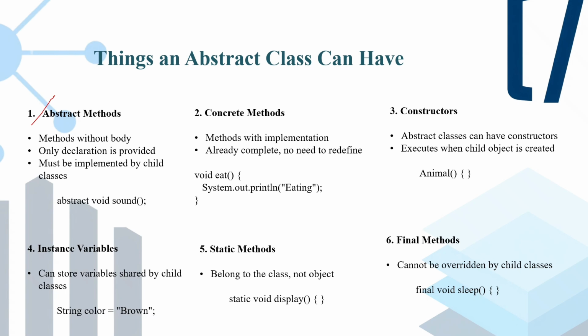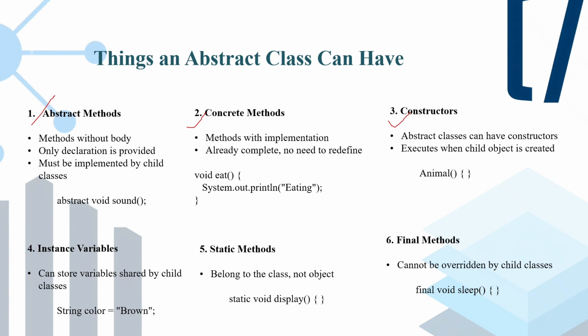And next, what are the things that an abstract class can have? First one is abstract methods. You already know that abstract methods are methods which do not have any body. Only the declaration will be there, no implementation. The second one is concrete methods, methods which are already implemented, meaning methods with implementation. And the third one is constructors. We have a method in the class which is called Animal. It is also the class name. The constructor is created using the class name and it executes only when a child object is created.